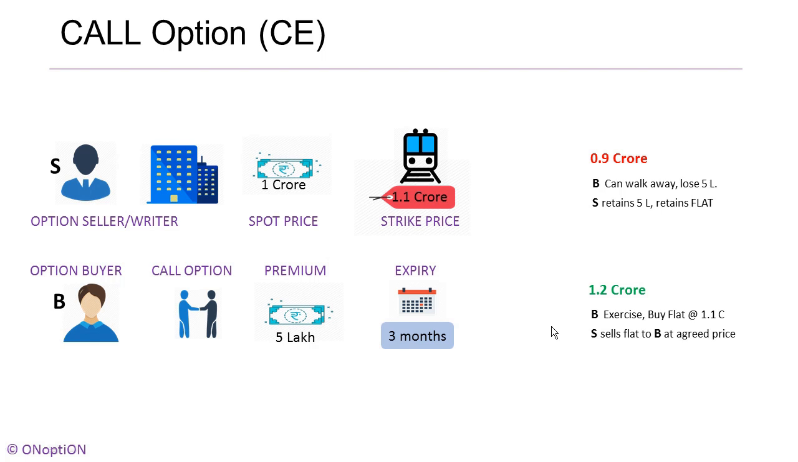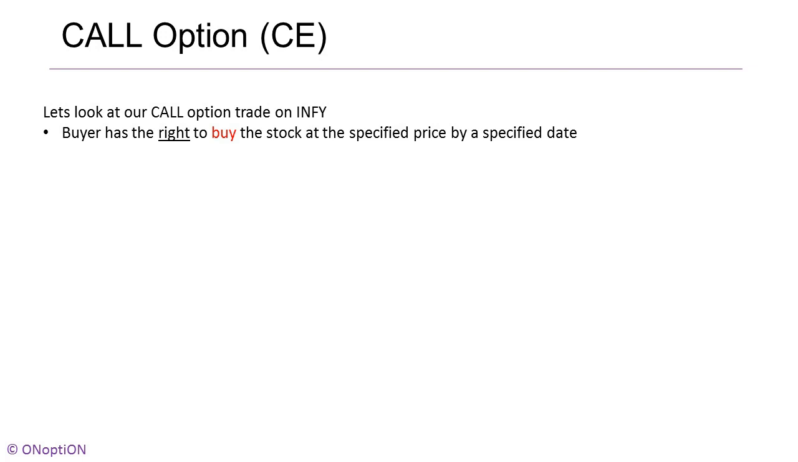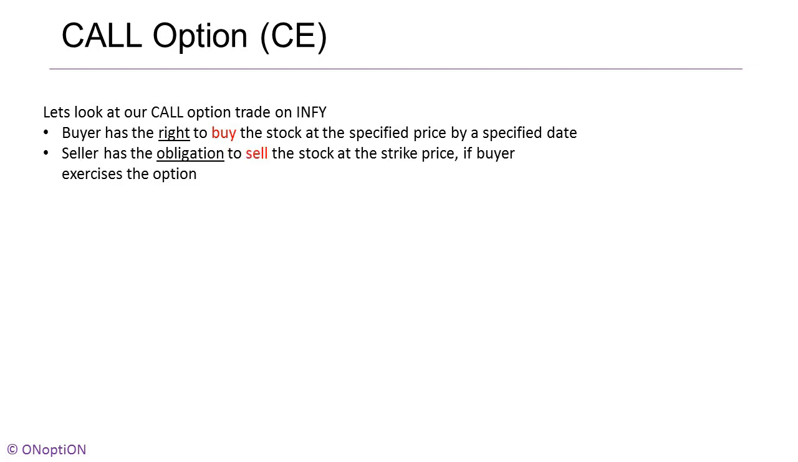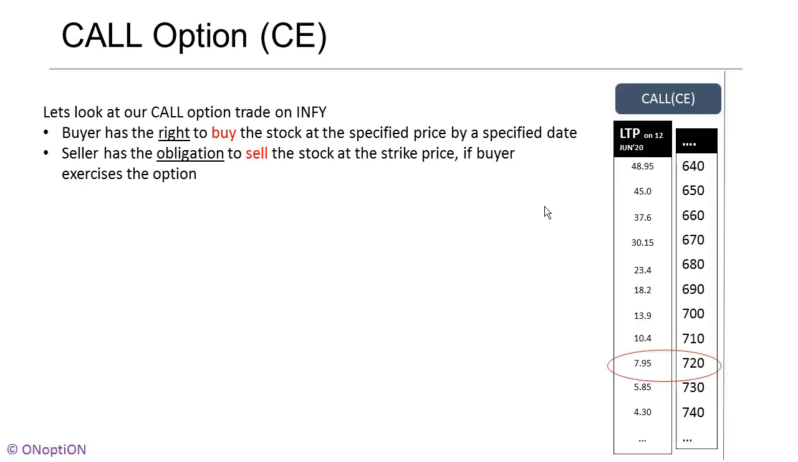Now let's see how real-time call option trading happens. Let's see with one example. So before moving on to the real-time example, let's have a theoretical explanation of the call option. In a call option, the buyer has the right to buy the stock at a specified price by a specified date. In a similar way, the seller has the obligation to sell the stock at the strike price if the buyer exercises the option.